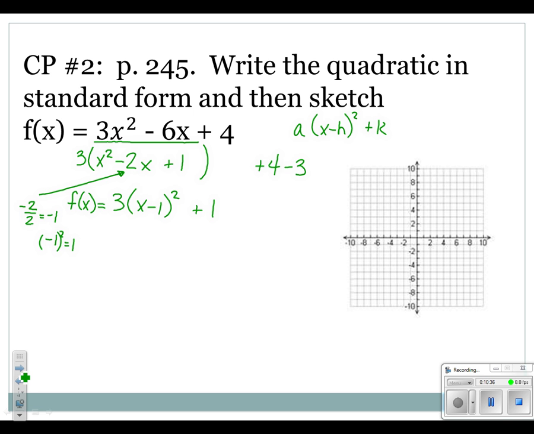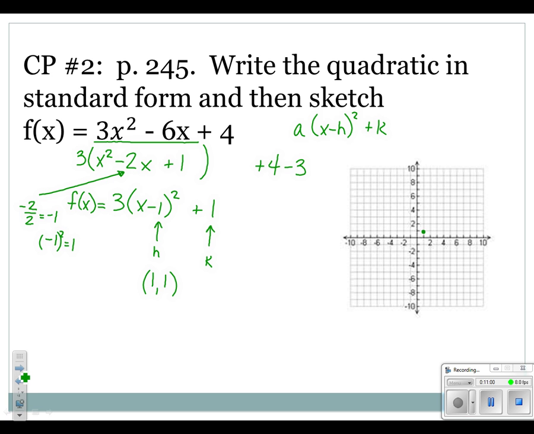I can see my vertex point. H is sitting right here. K is sitting right here. So my vertex is 1, 1. Okay, now I can come over and I can do some graphing. I've got the point 1, 1 to mark my vertex.